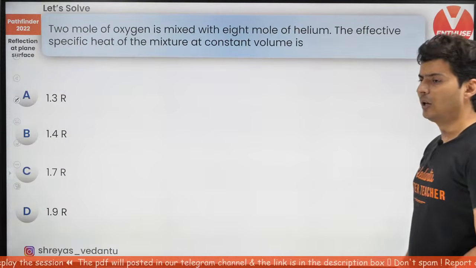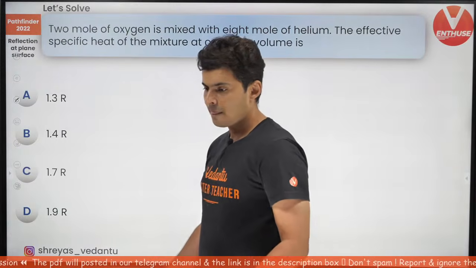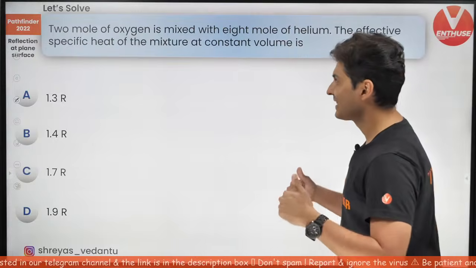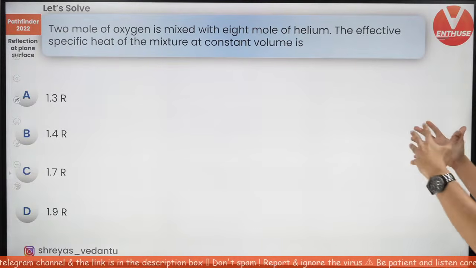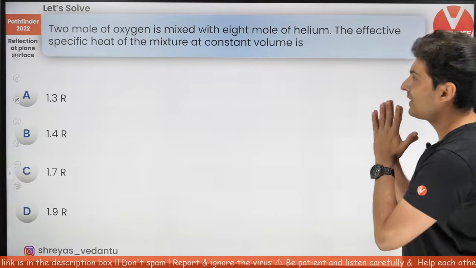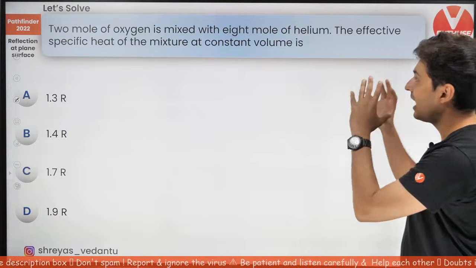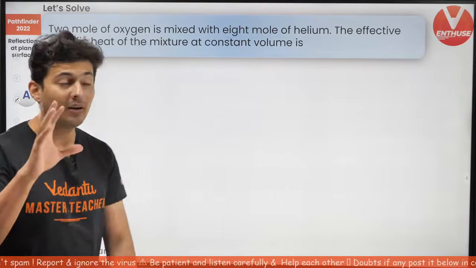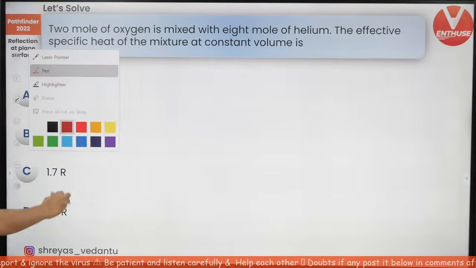Okay, are you ready for the last two questions, my warriors? Let's do this. 2 moles of oxygen is mixed with 8 moles of helium. The effective specific heat of the mixture at constant volume, Cv of the mixture. That's what they have asked. Let's try and do this question.